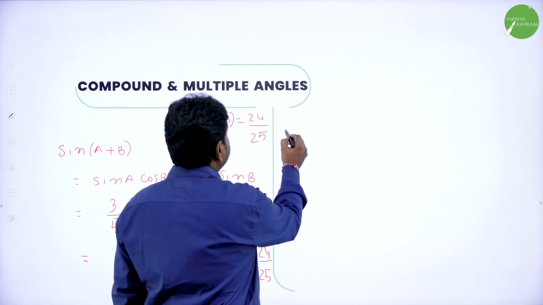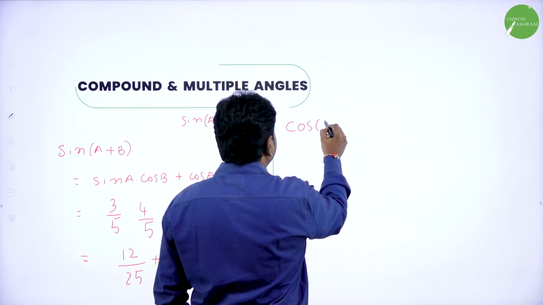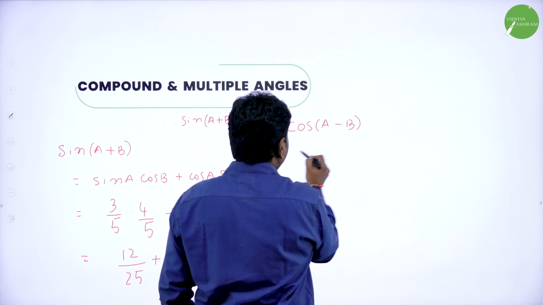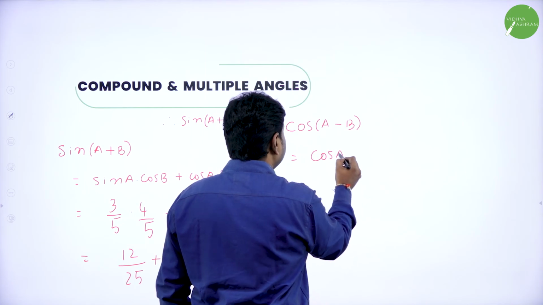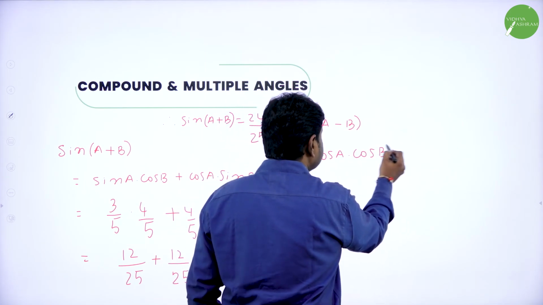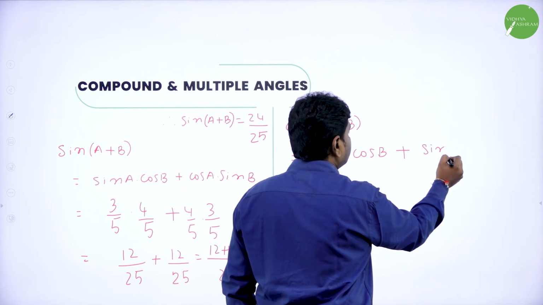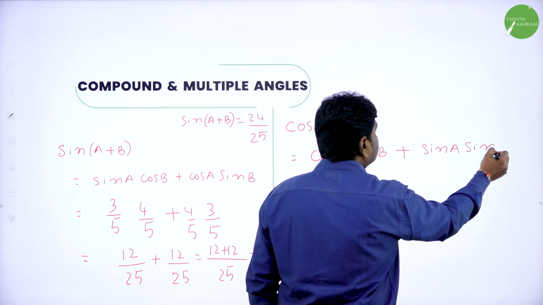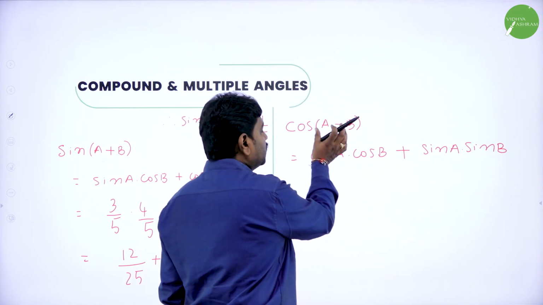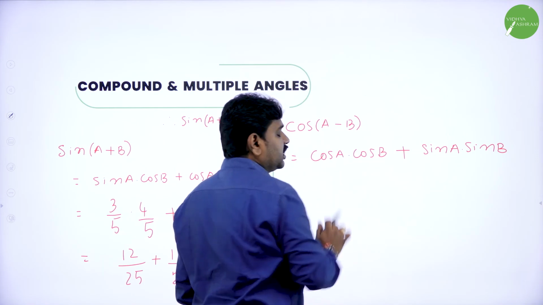So first write the cos compound angle. What is cos of A minus B? Cos of A minus B formula is cos A cos B plus sin A sin B. If it is minus in the cos compound angle, in the answer we will get plus.